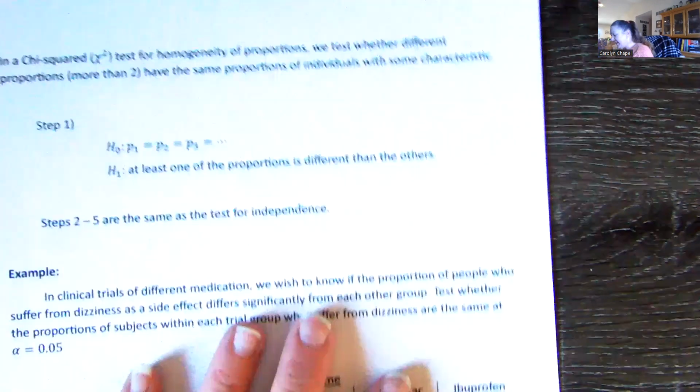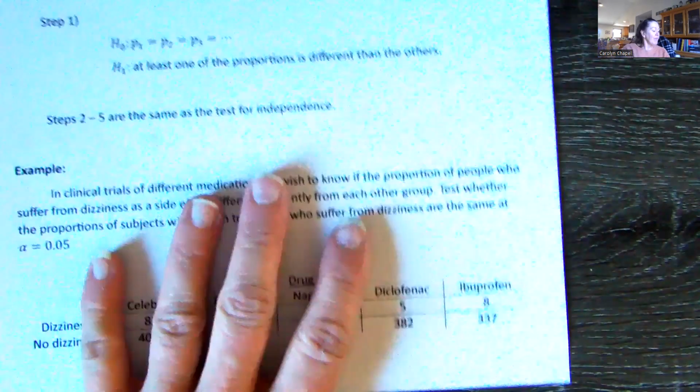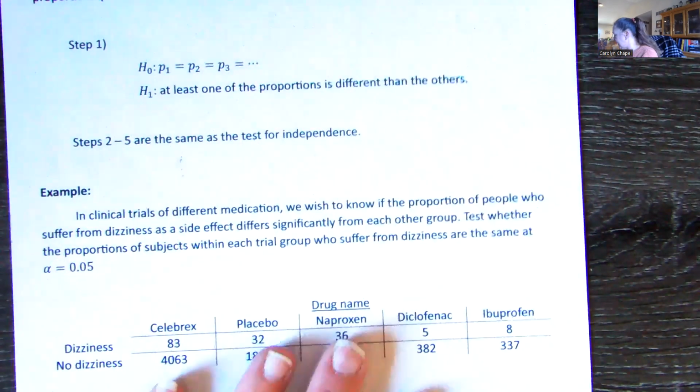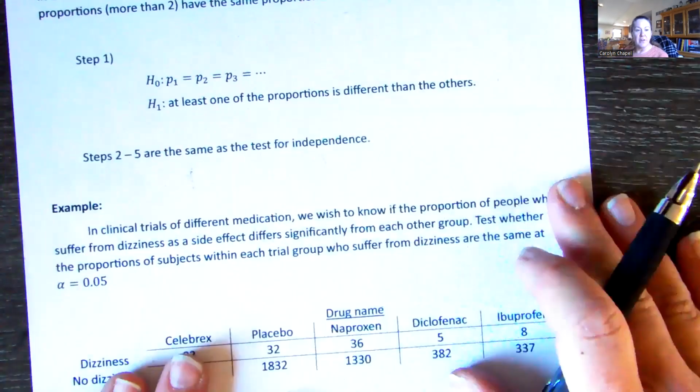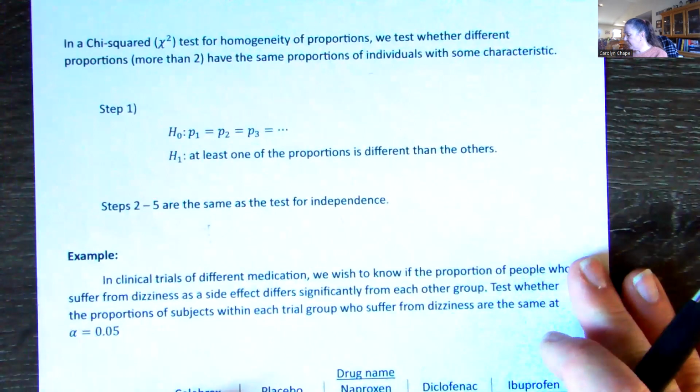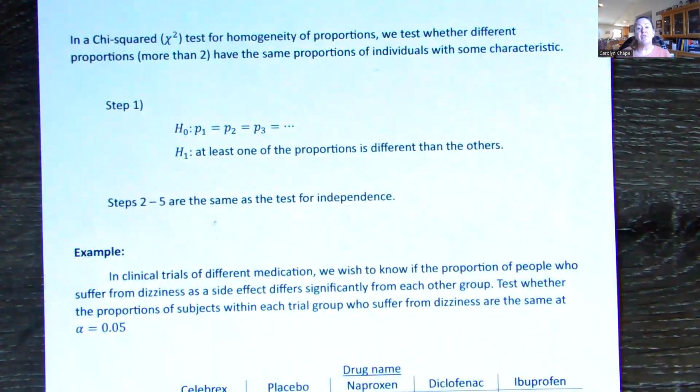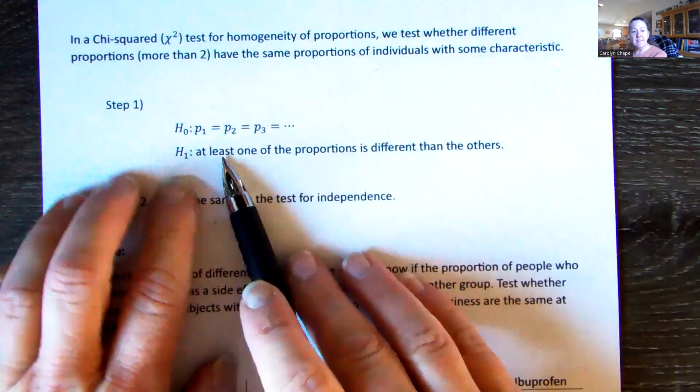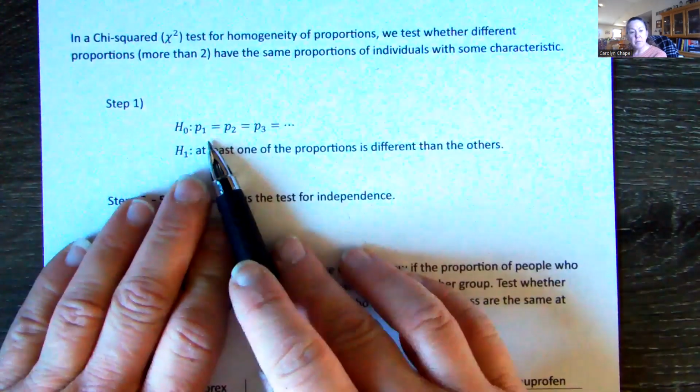Okay, let's go on to another example, because what we did is test to see if things were independent or not. Now we're looking for homogeneity of proportions, basically finding out if more than 2, because we've tested 2 before, but we're going to test more than 2, whether or not we have the same proportion for these characteristics.